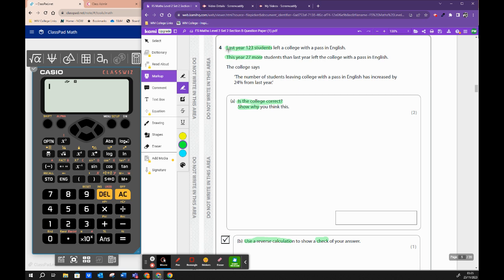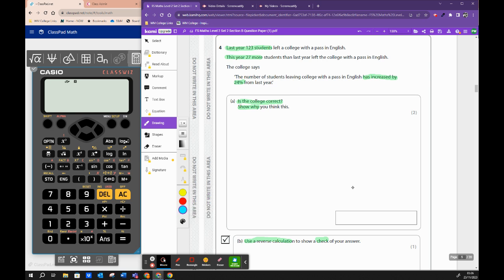So last year, 123 students. This year, 27 more. And the college says the number has increased by 24%. Okay, so is adding 27 more 24%? That's kind of what we're being asked, really, isn't it?